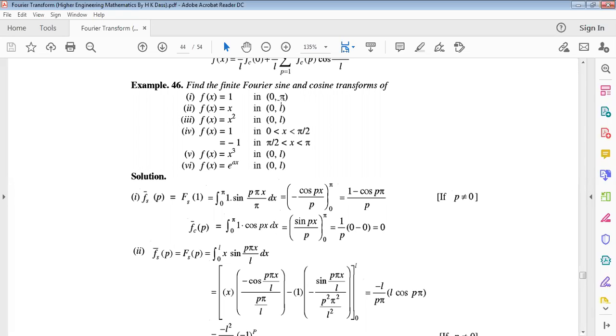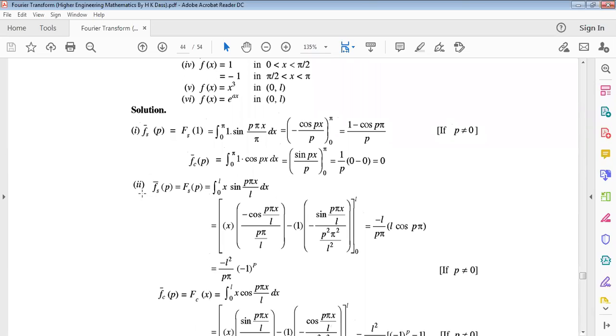find the finite Fourier sine and cosine transform of these: f of x equals 1, f of x equals x square, f of x equals 1 in this range and minus 1 in this given range, f of x equals x cube in 0 to L, f of x equals e to the power x. Now this is a little bit easy, very easy for you.